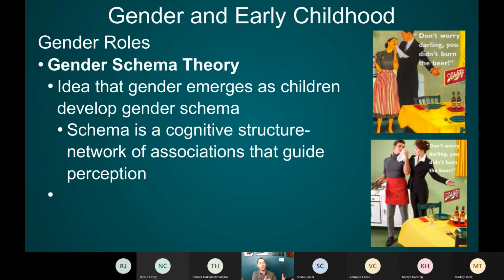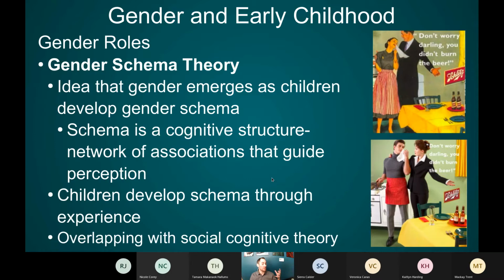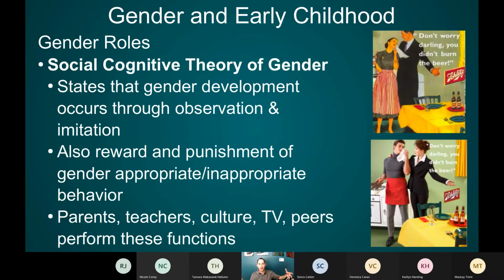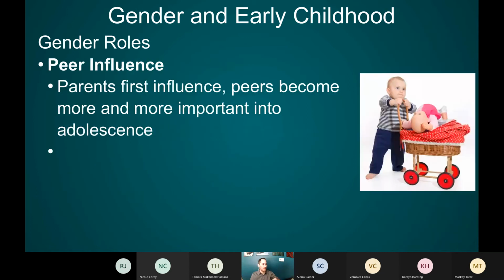So at this time, children are developing, through seeing these gender roles, through their observations, gender schemas as well. Mindy, thank you. I knew it was an M name, so Mindy was the child's name. And so over time, they're developing these schemas around gender. This overlaps with social cognitive theory. It's basically, the schema is that structure. These roles and what you've learned through the social cognitive approach becomes a schema in your brain.